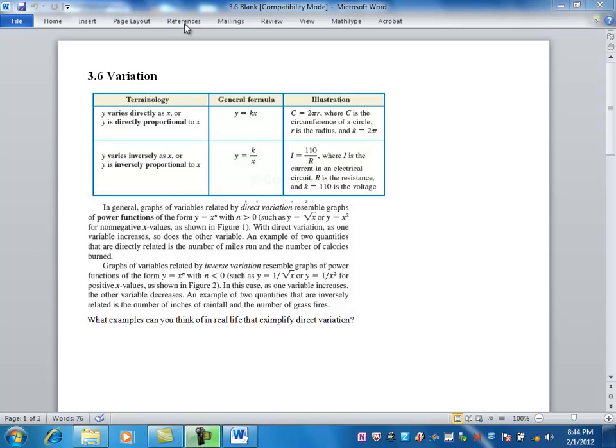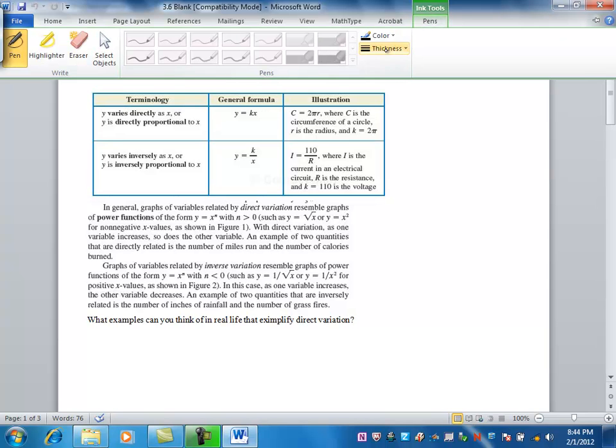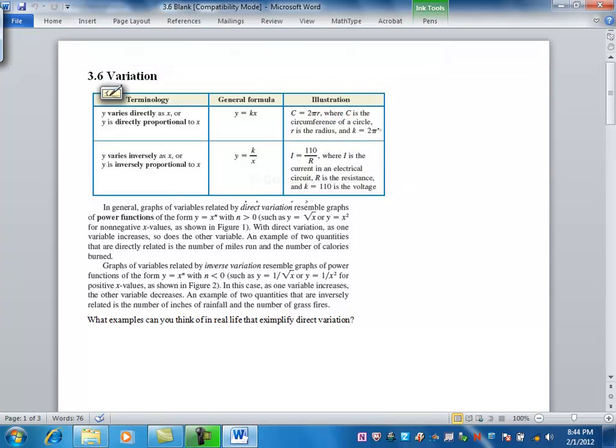And I think you'll probably, hopefully, remember that most of you have studied variation in the past. We have direct and inverse variation that we're going to look at, along with a little bit of joint variation as we go here. So let's just remind ourselves of a few things.